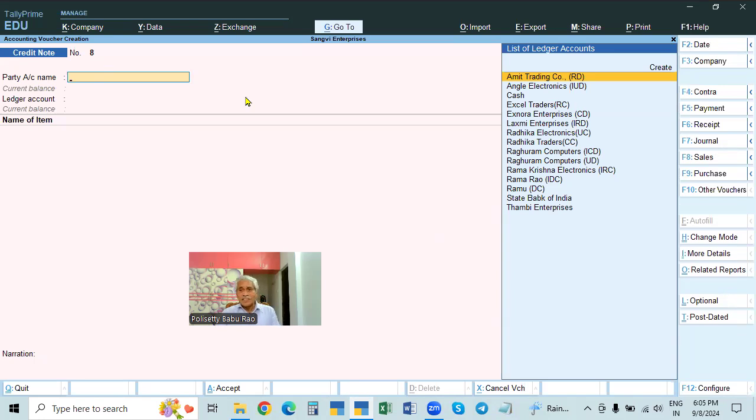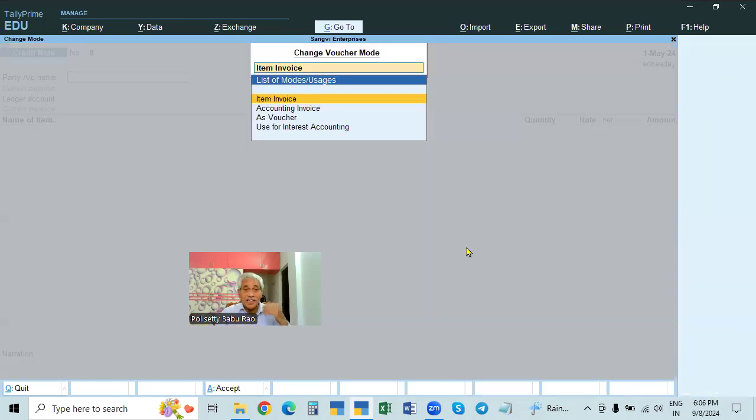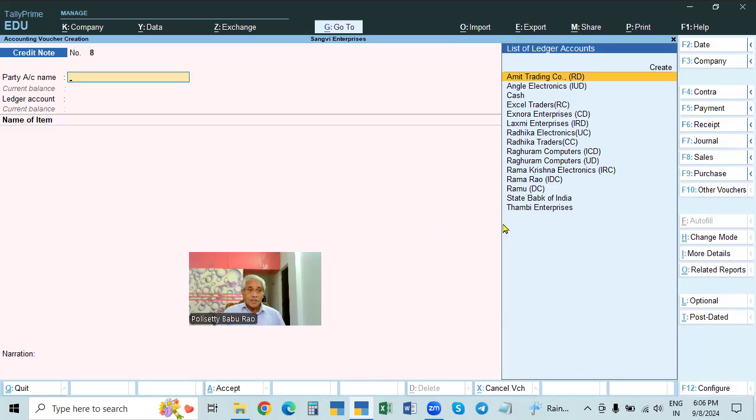So here, this is all related to goods. That is why always purchases, sales, as well as purchase returns and sales returns, that is debit note and credit note. We enter in item invoice mode only because it is related to the stock items.